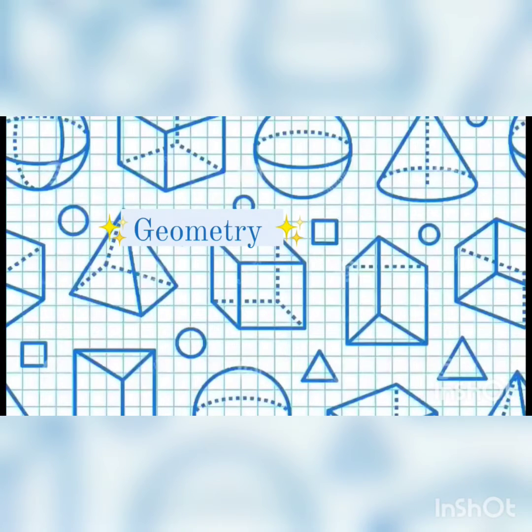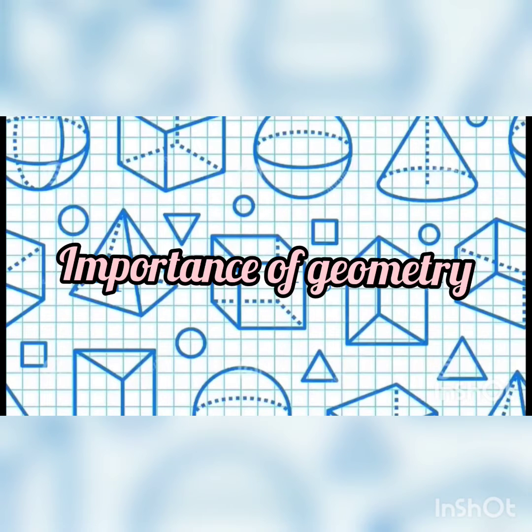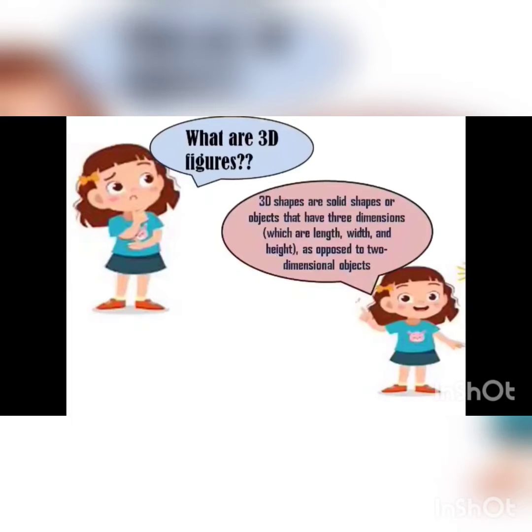Any idea what geometry actually means? The word is derived from the Greek words geo and metron. So geometry is the mathematical study of all shapes, and one of the most powerful tools in any engineer's or scientist's toolkit is 3D geometry. It is used to model real-world quantities such as velocity, fluid flows, electrical signals, etc. So basically, 3D shapes or objects have 3 dimensions, which are length, width and height, as opposed to 2-dimensional shapes and objects.